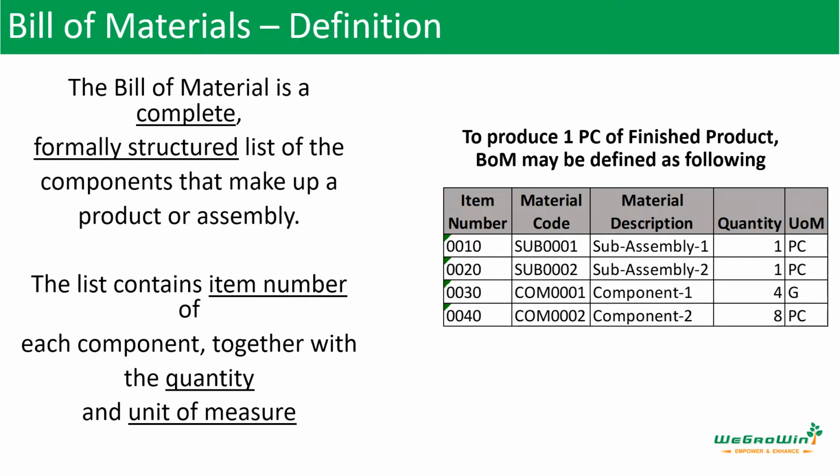There is one sub-assembly required, one piece. There is sub-assembly 2, one piece is required. And then we have component 1, 4 grams is required. Component 2, 8 pieces are required. This is like a sample BOM. So here we see item number, material code, what is the quantity, what is the unit of measurement.